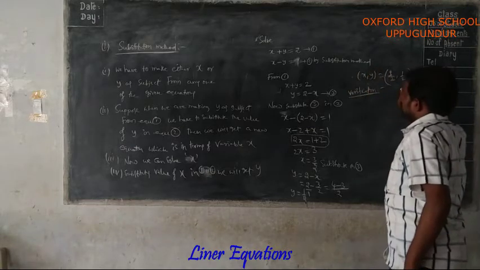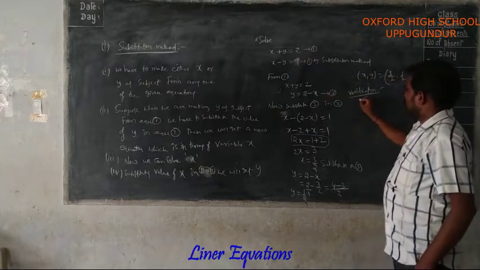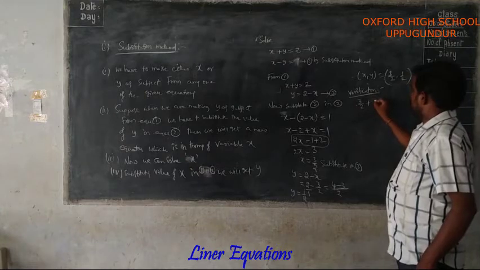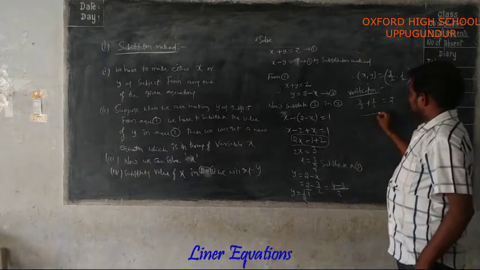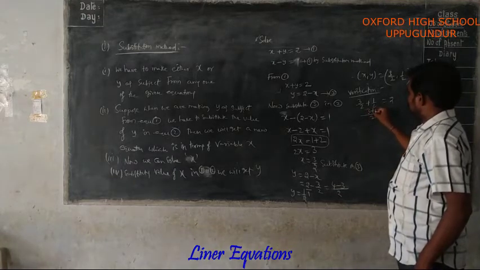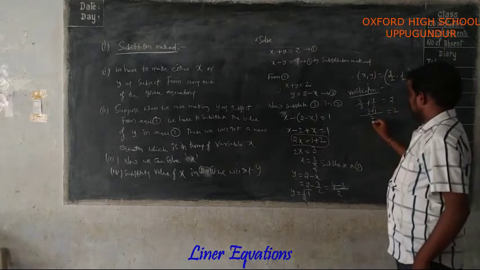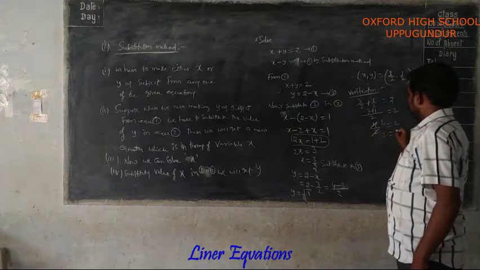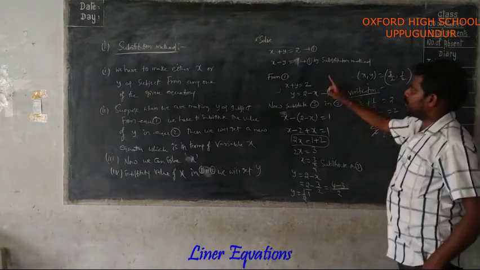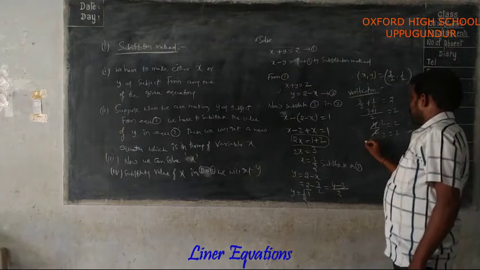So substituting these two values in the first equation, 3 by 2 plus 1 by 2, you have to get 2. So the common denominator is 2, 3 plus 1 by 2. 3 plus 1 is 4, 4 by 2 equal to 2. So 2 equal to 2. Correct.